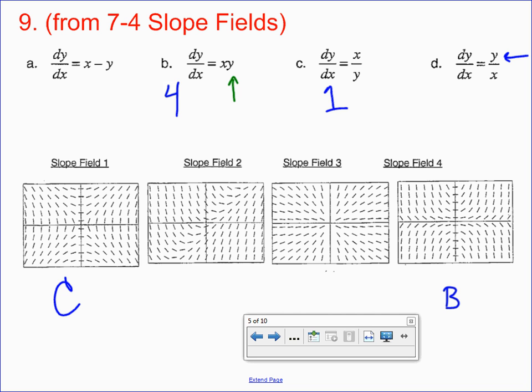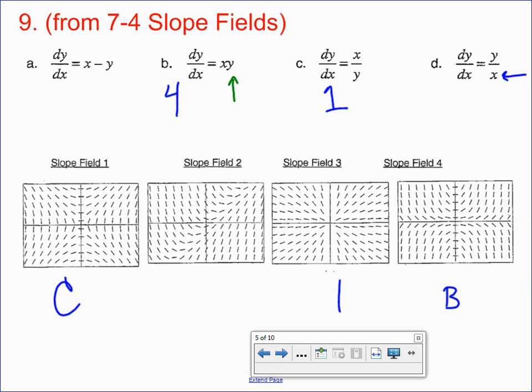Yeah, so it looks like this one has 0 slopes along the x-axis. Do you guys see that? And if the x-coordinate were 0, that's along the y-axis. I'm expecting to see undefined slopes, vertical slopes. So it looks like D has to be slope field 3. Is that right? Slope field 3. So this looks like D and slope field 3. Okay, which means process of elimination yields A.